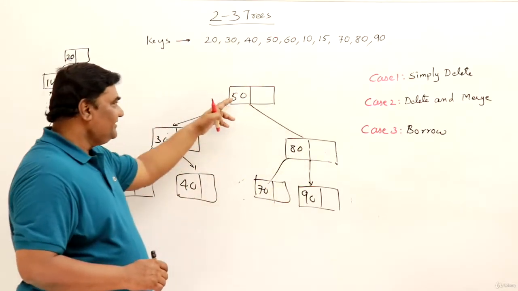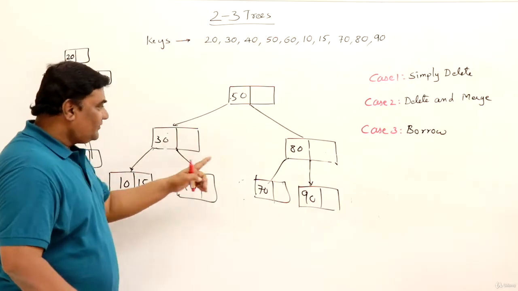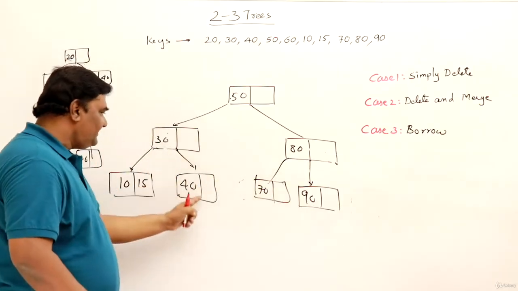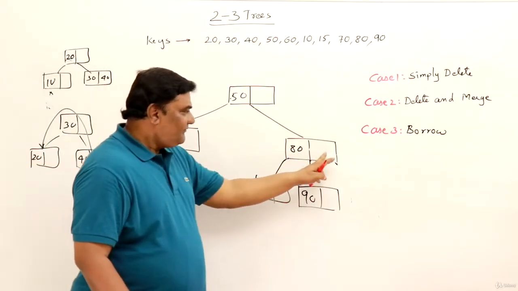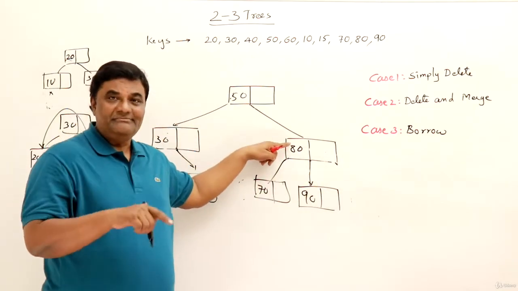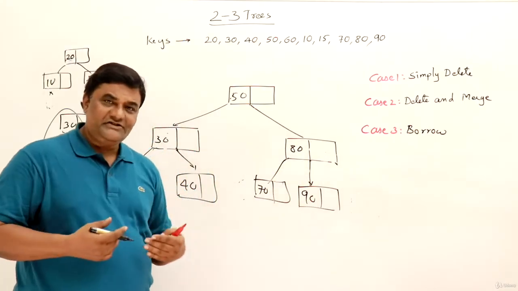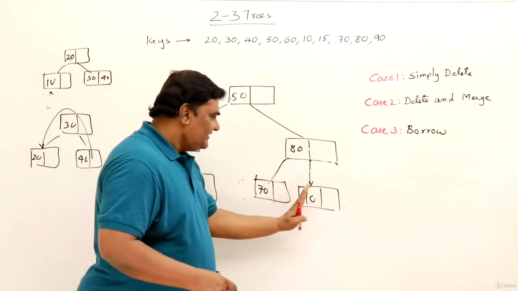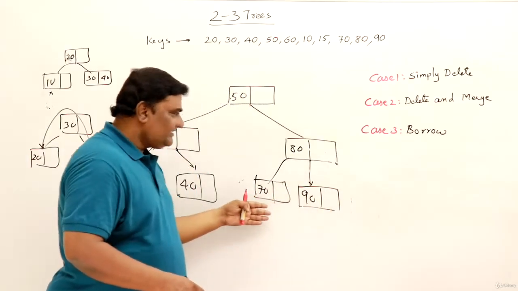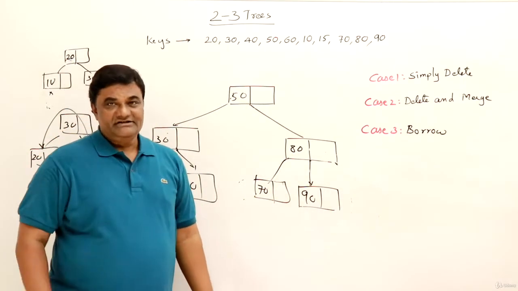So 50 came here, 30 came here. So this was perfect. Then what about 40? 40 was a left child, it became a right child here. Then 80 was here, so I have shifted these values because we cannot have the first location empty; the first key is not there, the second key is there. So we cannot have it like this, so I just shifted them. This 80, 70, 90 were there, so I have shifted them here, nothing else. So this is how deletion is done.